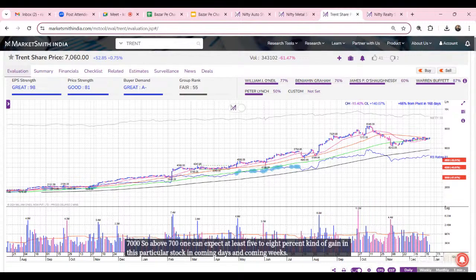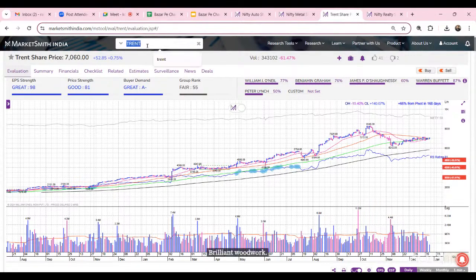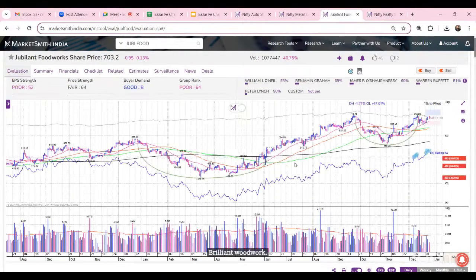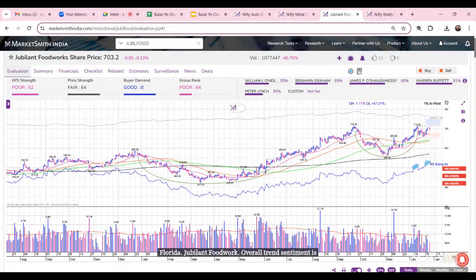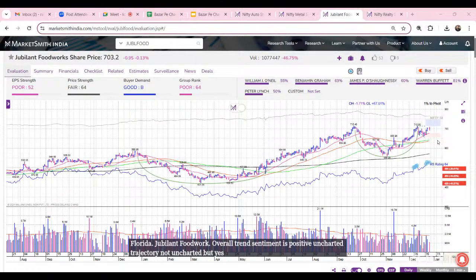Jubilant Foodworks, overall trend sentiment is positive. Not uncharted trajectory, but yes, near at least the 52-week high zone. But currently facing resistance in the range of 710. So 710, 715 is a critical level to watch.